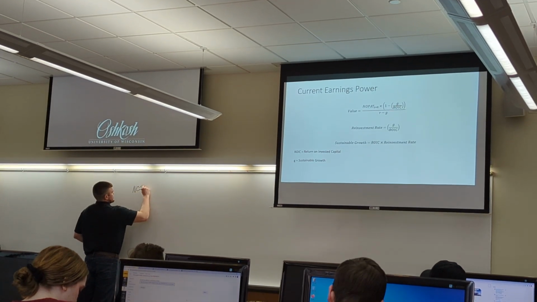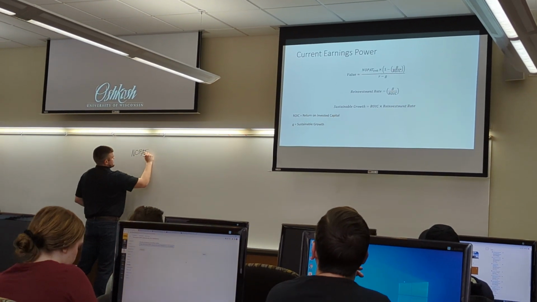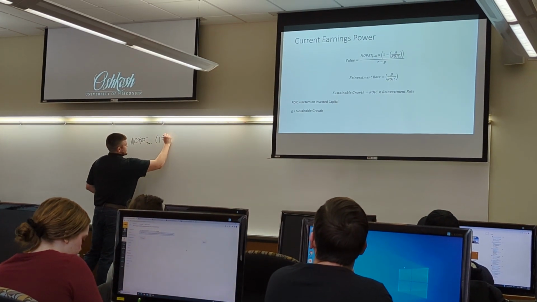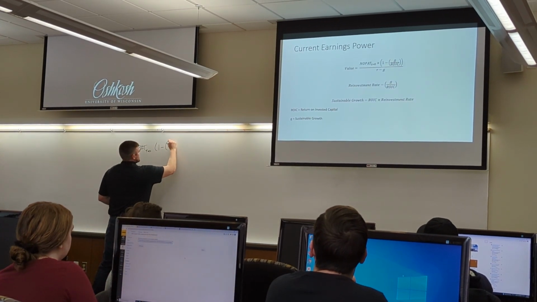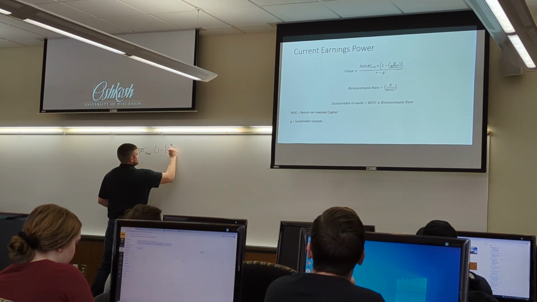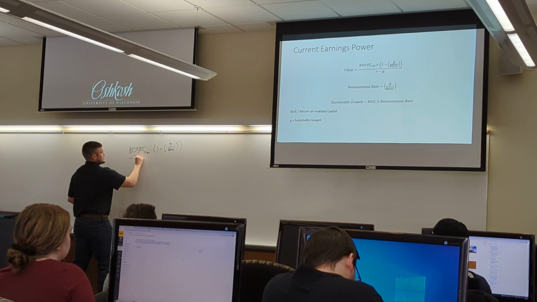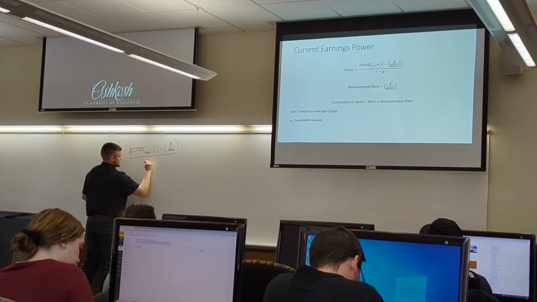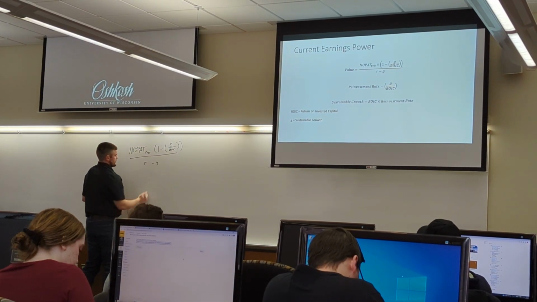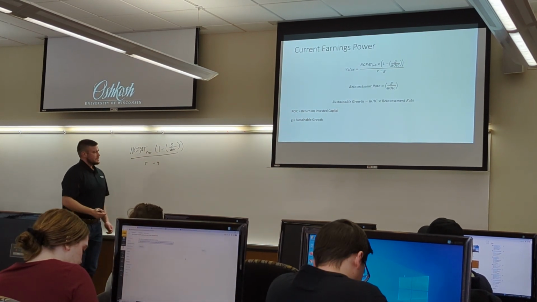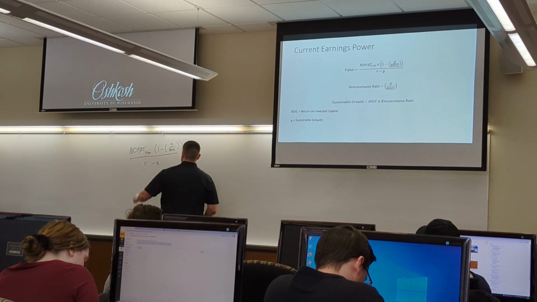NOPAT, net operating profit after taxes, times 1 minus growth over return on invested capital, and we'll jump into what that means here in a second, divided by my required return minus growth. Very simple, cut and dry calculation. So we'll start breaking this down.